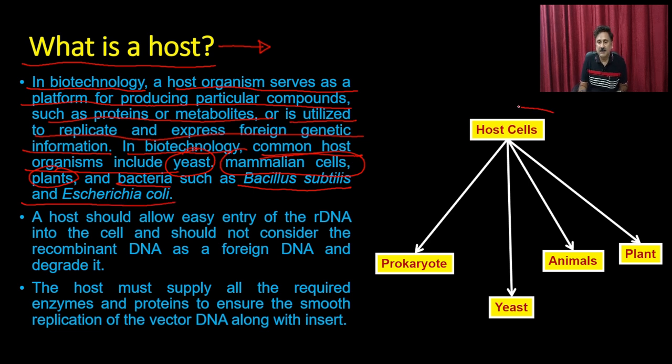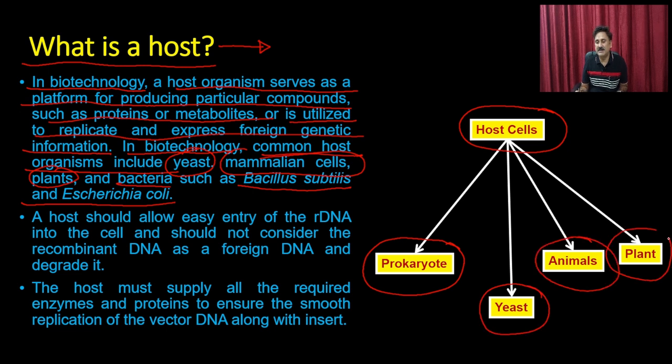So, what you see here is that we have the host cells, and within the host cells you are going to have the prokaryotic cell, the yeast cells, the animal cells, and the plant cells, right. Within the prokaryotic cell, you are going to have E. coli or Bacillus subtilis. These are the two hosts present in your course. In prokaryotes, you can even have other kinds of hosts, but we are not discussing them because of the limitation of this chapter.